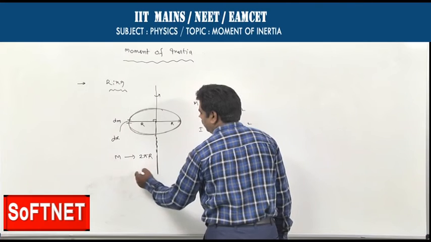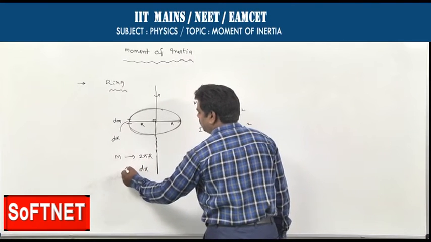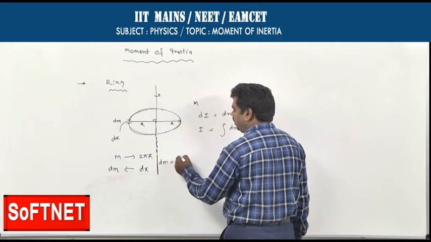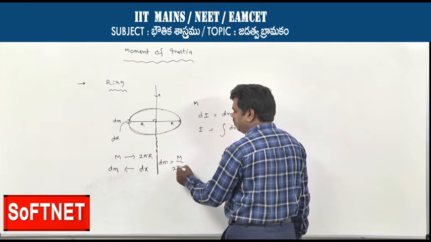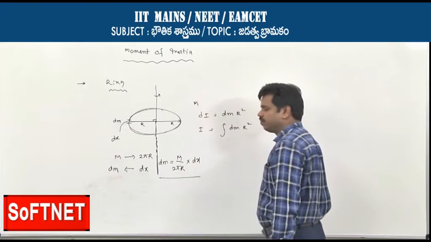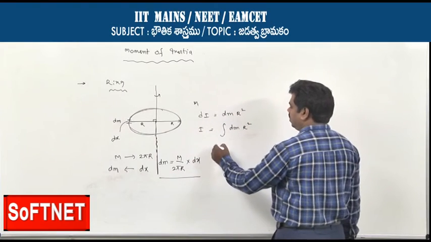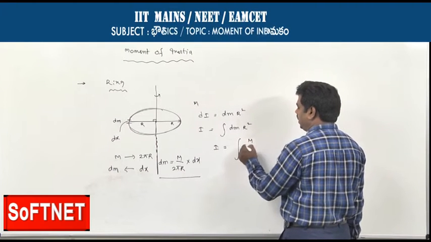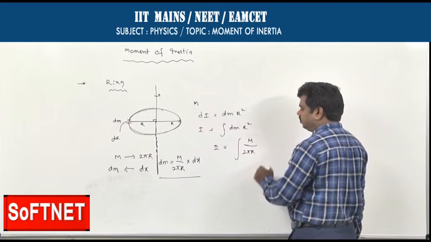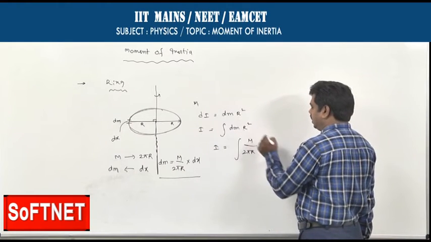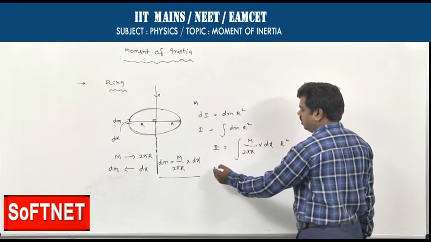Then for dx length, how much mass will be distributed? Say that is equal to dm. Dm is equal to m by 2 pi r into dx. Substitute that one. Now moment of inertia I is equal to integration of m by 2 pi r into dx and also r square.